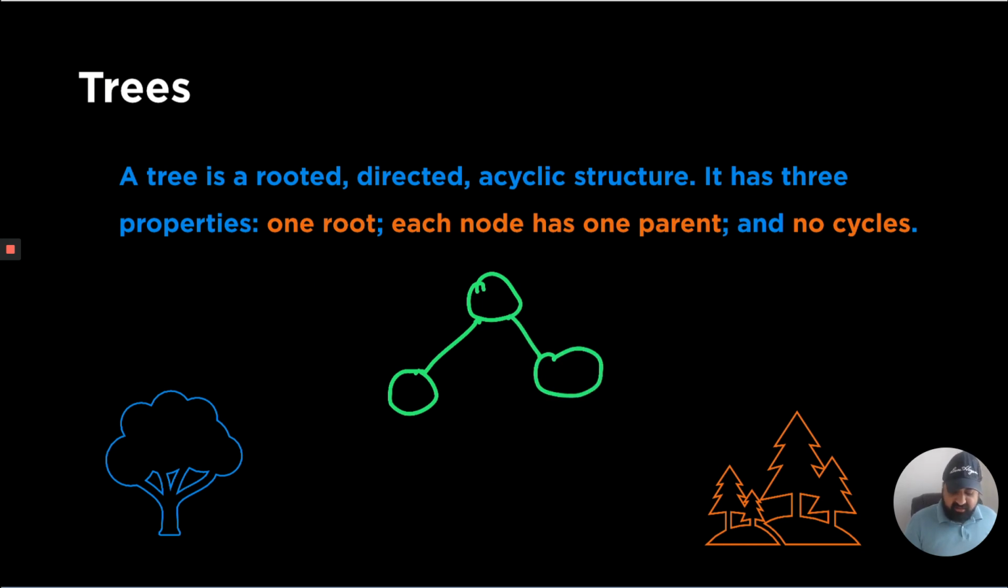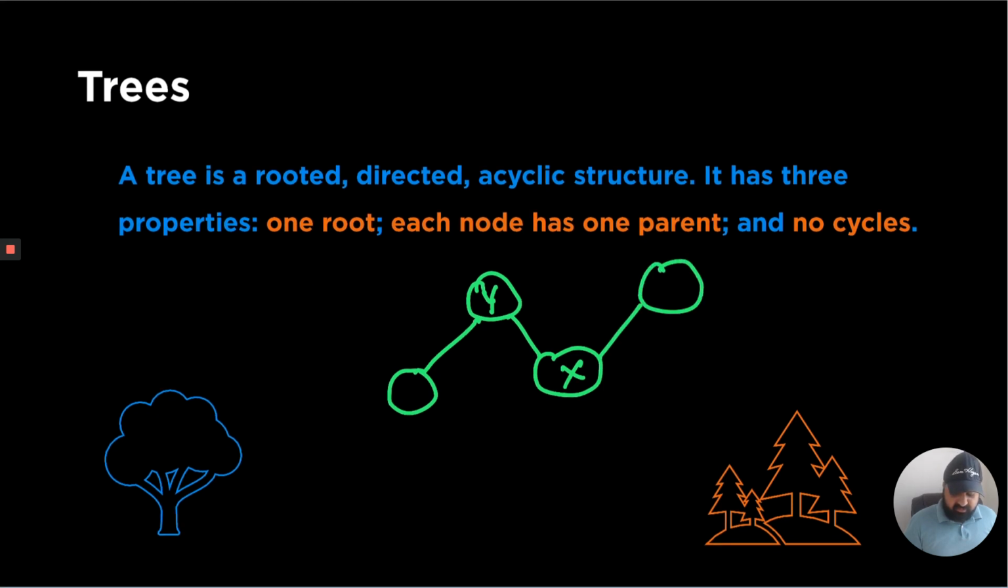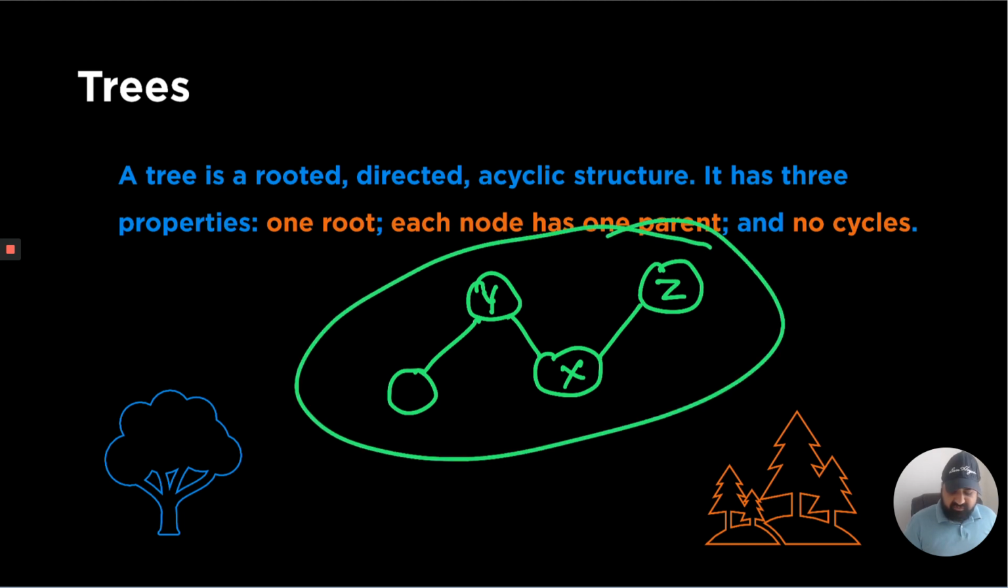The second property is that each node has at most one parent, which means if this is node X, it can have only one parent, called Y. It cannot have two different parents. We are going to define what parents and children are, but for the sake of simplicity, you can consider a parent giving rise to children. So X is the child of Y and Z in this case, but this is not a valid tree because our tree's definition is that each node has just one parent.